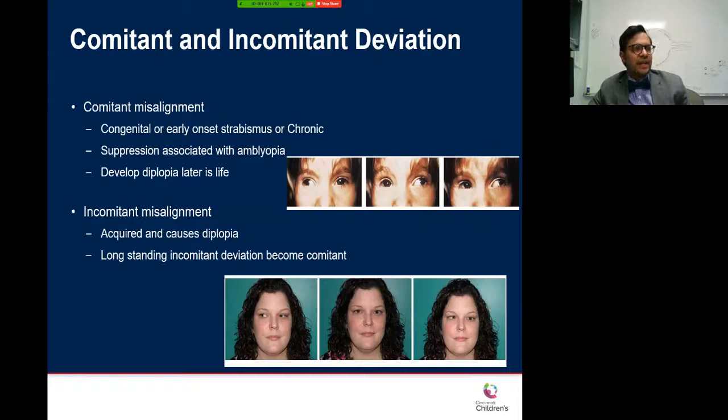And so that typically tells you that it's been there for a long time, or is presumably congenital in etiology. Now, if you let this acute sixth nerve palsy go on for time, with chronicity, it will become comitant. So you'll have that deviation and creep on in different gazes as well.